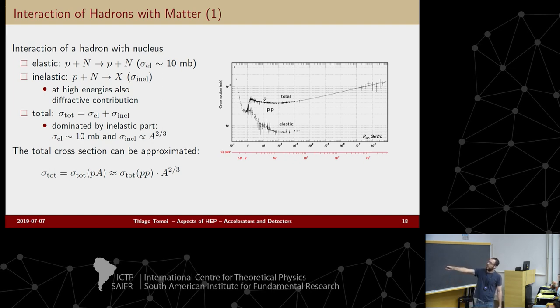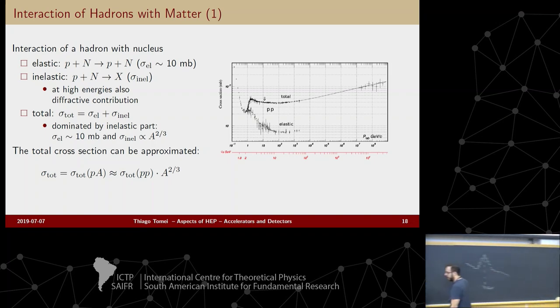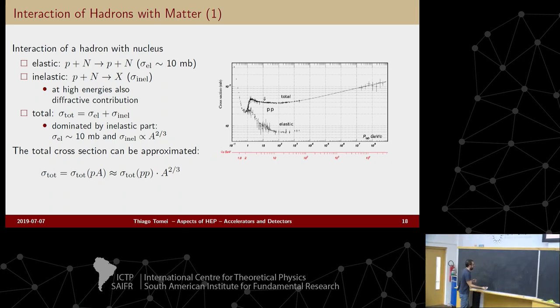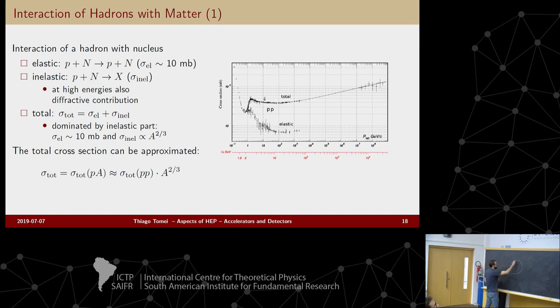And this total cross-section of a hadron interacting with bulk matter is dominated essentially by the inelastic part. The inelastic part grows slowly, but it does, and it's proportional to A to the power of 2/3. Why the power of 2/3? The idea is that, to a very first crude approximation, you can treat this as a hard disk cross-section. It is almost, but not quite, as if literally the nucleus was a disk. And if the proton overlaps, it interacts. If it doesn't, it doesn't.